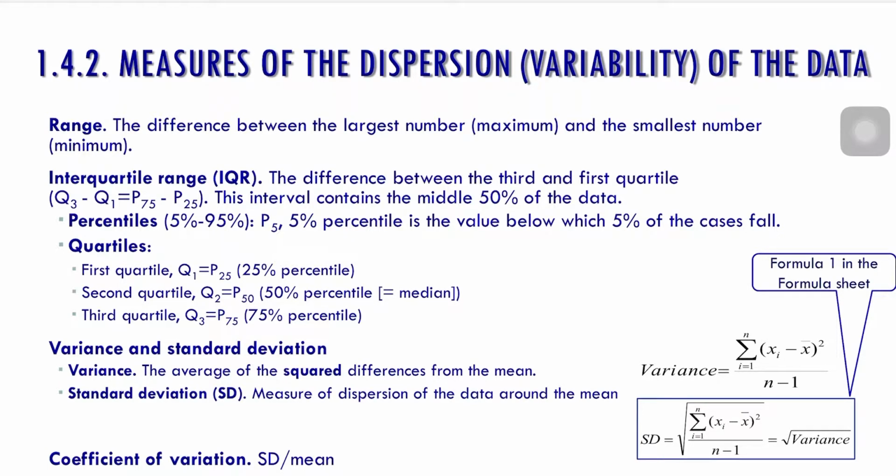Now we go to the measures of dispersion or variability of the data. Okay, it is another set of very important information, which is related to our work. The first piece of information which is very important is the range.